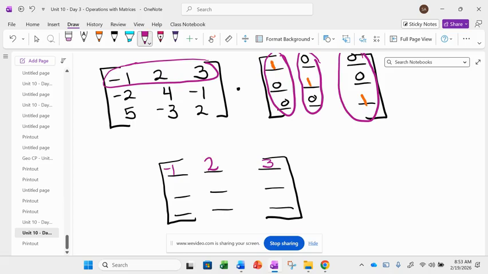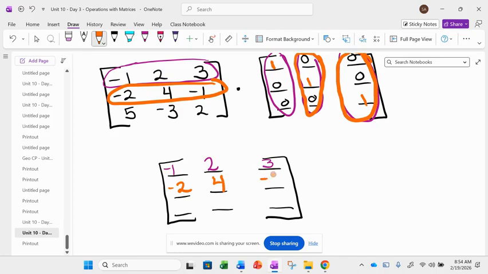I'm going to now do this whole process 2 more times. -2 times 1 is -2. 4 times 0 is 0. -1 times 0 is 0. Then we're going to do the second row with the second column. -2 times 0 is 0. 4 times 1 is 4. -1 times 0 is 0. Now we're going to do the second row with the third column. -2 times 0 is 0. 4 times 0 is 0. -1 times 1 is -1.